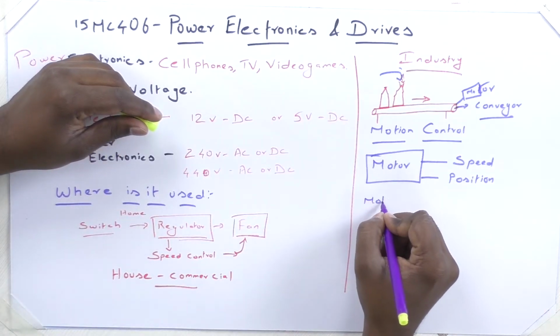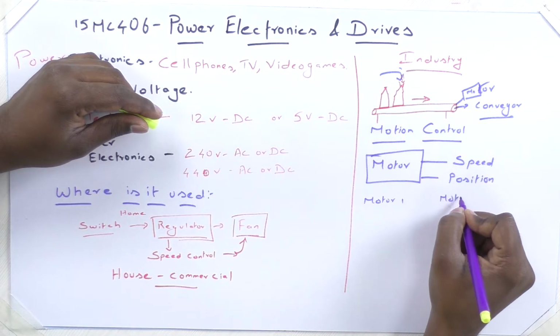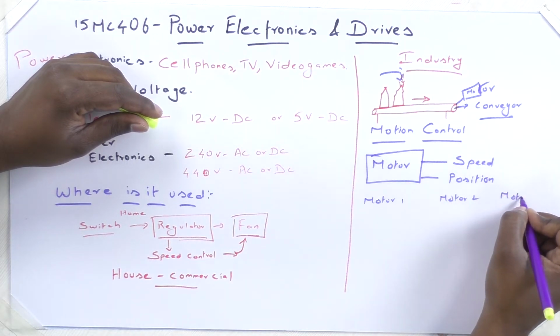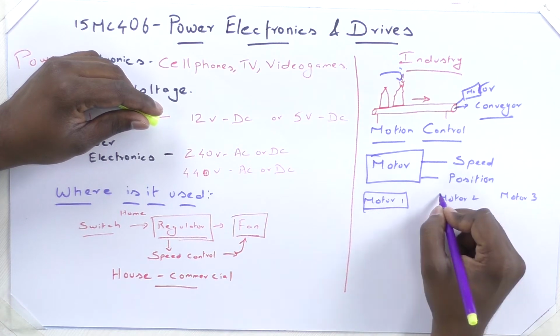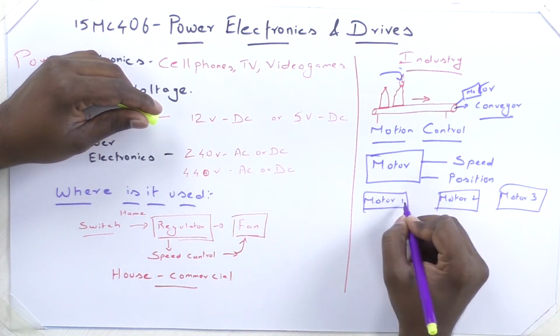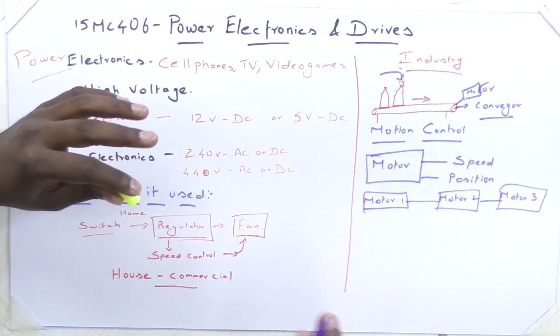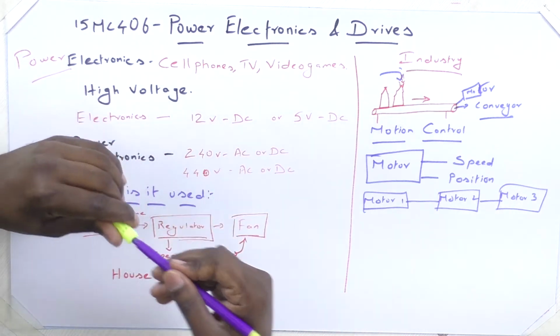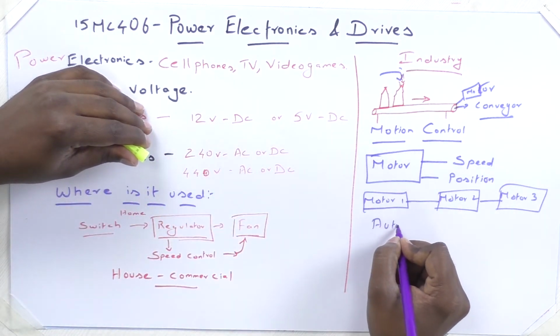So if each and every fan speed has to be controlled, someone has to go manually and control each and every fan speed. Likewise, in an industry, there will be hundreds of motors. If I want to control the speeds, for example, I have motor 1 here, motor 2 here, motor 3 here. Each motor will run at different speeds, and they will be in sync with each other so that they get some automation process done. This is called automation.